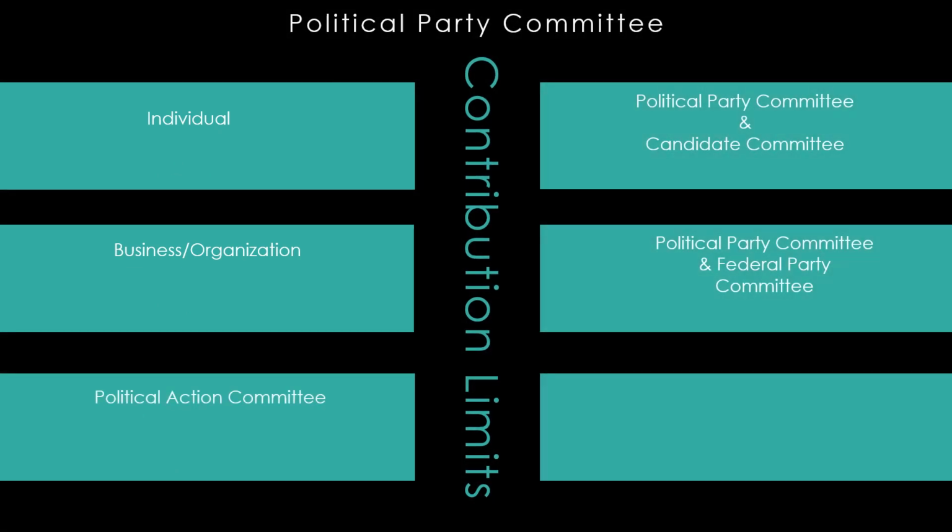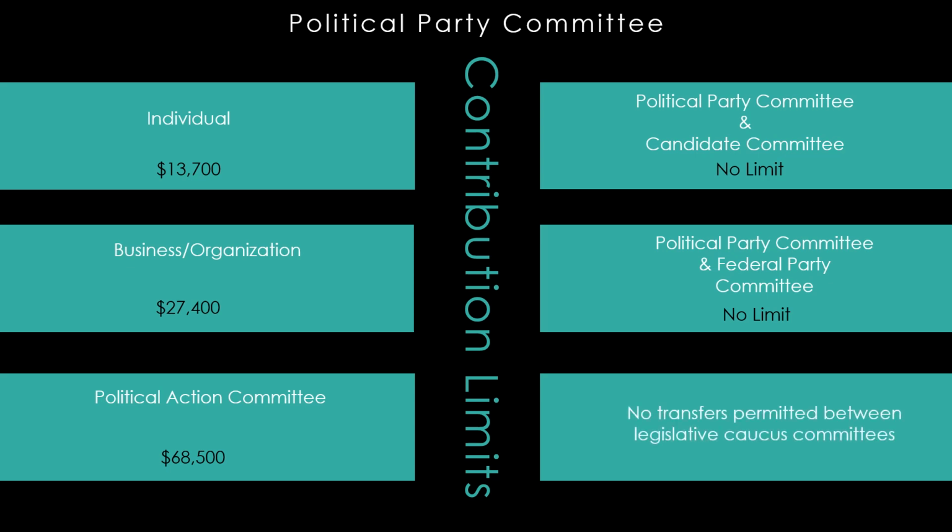To continue, political party committees can receive $13,700 from an individual, $27,400 from a business or organization general fund, and $68,500 from political action committees. There are no limits from other political party committees, candidate committees, and the party committee's federal counterparts, but there is no transfer of funds permitted between legislative caucus committees. Again, the contribution limits reset each calendar year.